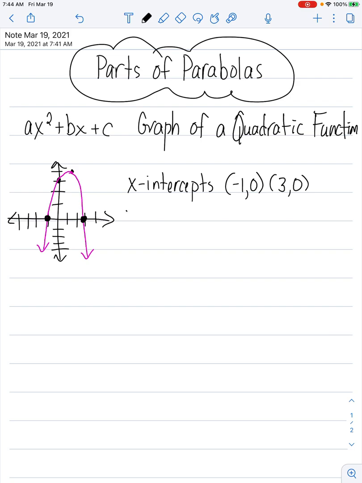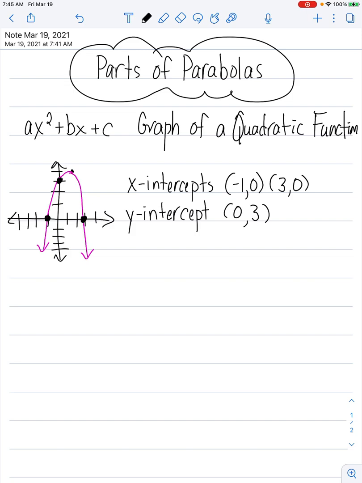The next thing we're going to talk about on a parabola is the y-intercept. We talked about the y-intercept with exponential functions and linear functions. So remember, your y-intercept, that's just where the graph crosses the y-axis. And that is at 0, 1, 2, 3. And again, we're going to write this as a point. So 3 is our y-intercept, or at the point 0, 3.